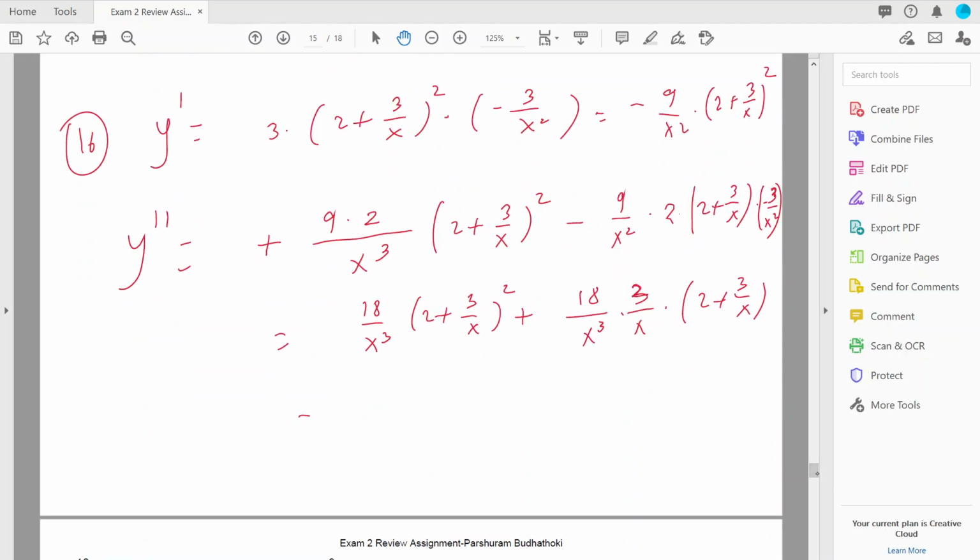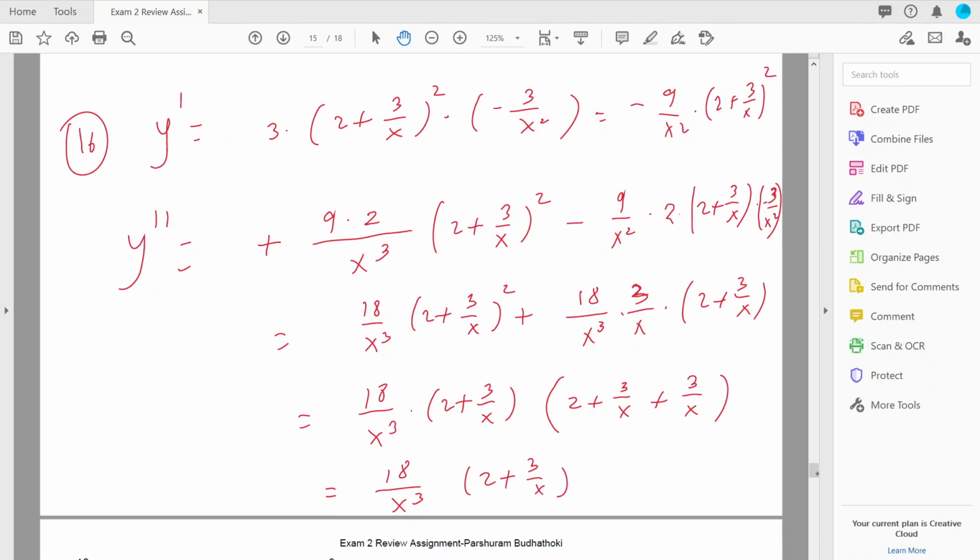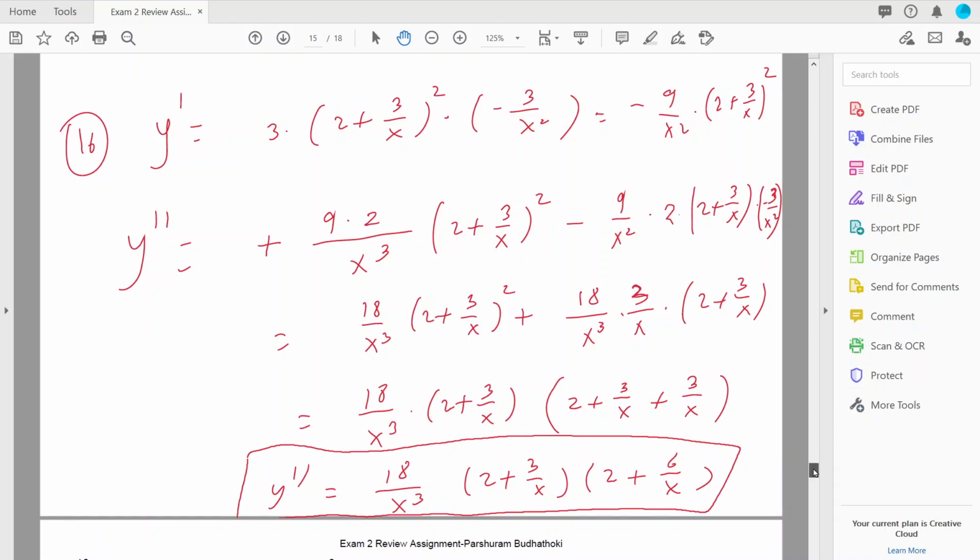Okay, and now we can factor out 18 over x cubed times 2 plus 3 over x from both of them, and write down the leftover. From the first one it is 2 plus 3 over x, and from the second one the only leftover will be 3 over x. So eventually it's 18 over x cubed times 2 plus 3 over x plus 3 over x. If you add this 3 over x and 3 over x, that will give you 6 over x. So that's the second derivative of the function we have given for problem 16.